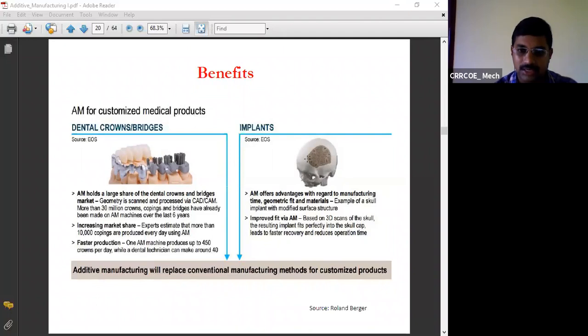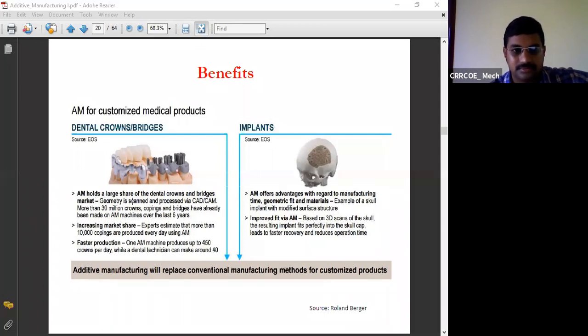So they have taken the input data from the MRI scan or CT scans, and they have gone for the perfect alignment with the human skull. So that gives the advantage in this particular skull part, some part of the skull.